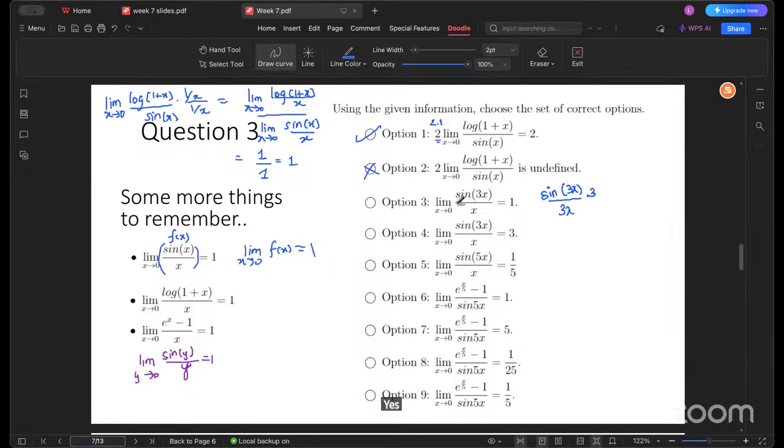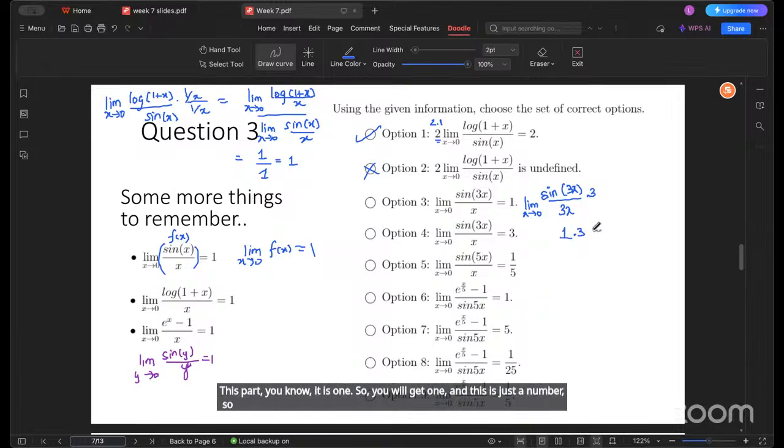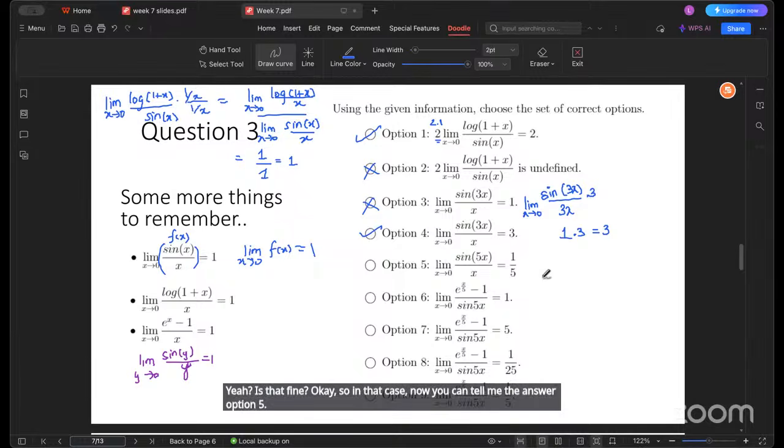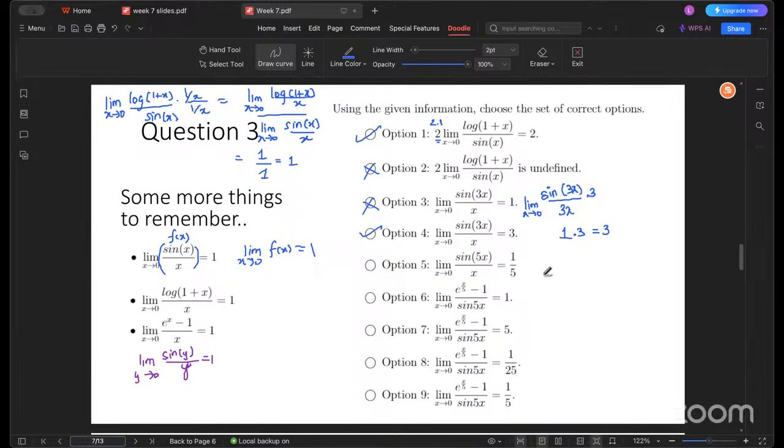Yes. So now, limit x goes to 0. This part, you know, it is 1. So you will get 1. And this is just a number, so it will remain as it is. So your answer should be 3. Is that fine? Yes, ma'am. Okay, so in that case, now you can tell me the answer for option 5. What should be the answer for option 5? It would be 5, I guess. Yes, it should be 5.